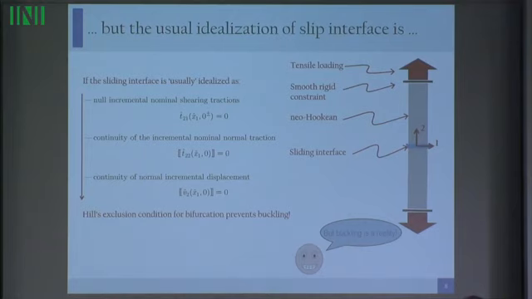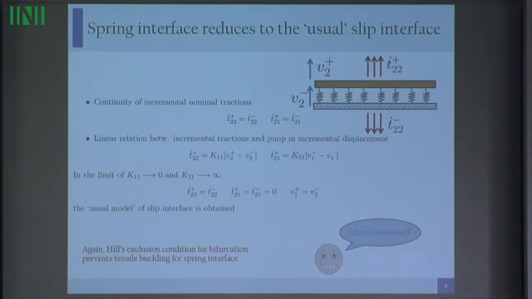And then I started to think about this. More in general, if we use a so-called spring interface, a sort of generalization of a sliding interface, we have the continuity of incremental nominal tractions, normal and tangential. We have a linear relationship between incremental tractions and jump in the incremental displacement. We allow the possibility of a jump. But what happens is that in the limit when the stiffness of the interface goes to zero, we recover the model of sliding interface for which bifurcation is excluded.